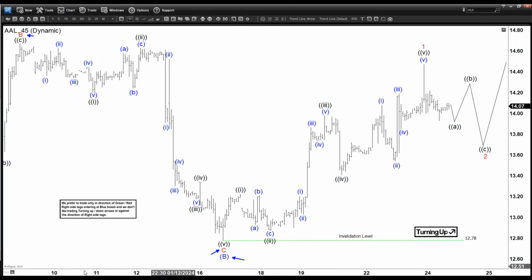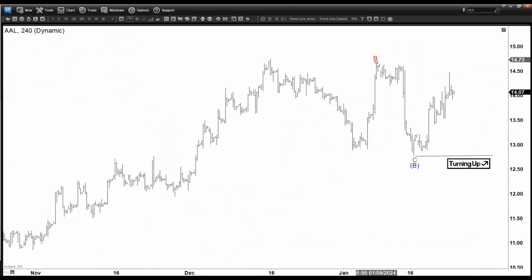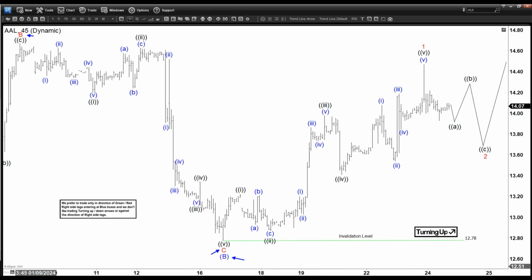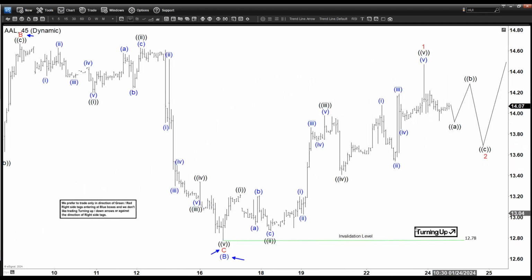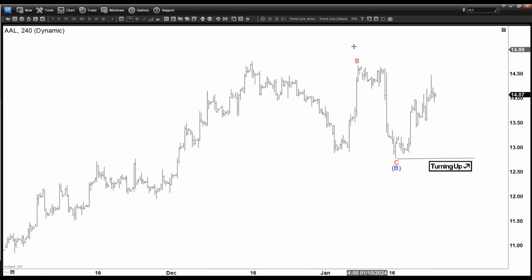Now if I zoom out and look at the 4-hour time frame, focusing on this minor degree and the intermediate degree, this is your B, this is your C, and this is your B in the blue, right? And you can see in the 1 hour or in the 45 minutes the arrow is still turning up. It's not green. That means we don't yet have a bullish sequence, since if you look at the 4 hour we have not yet broken above that previous peak, and that's why we still cannot completely rule out any double correction from the peak here.